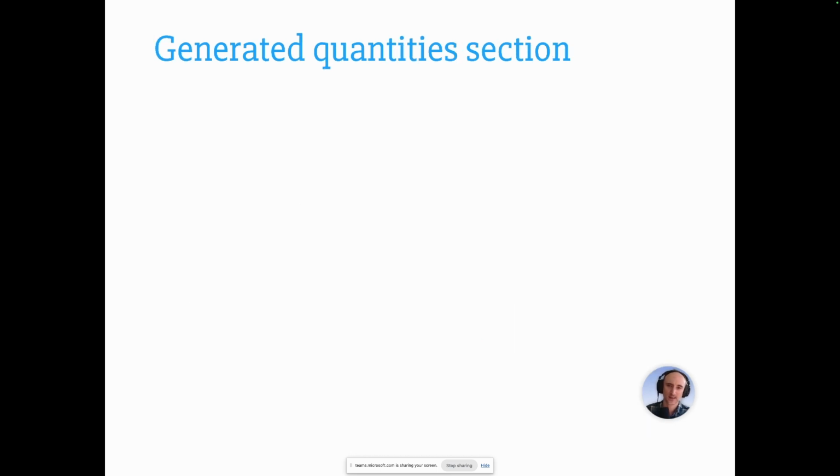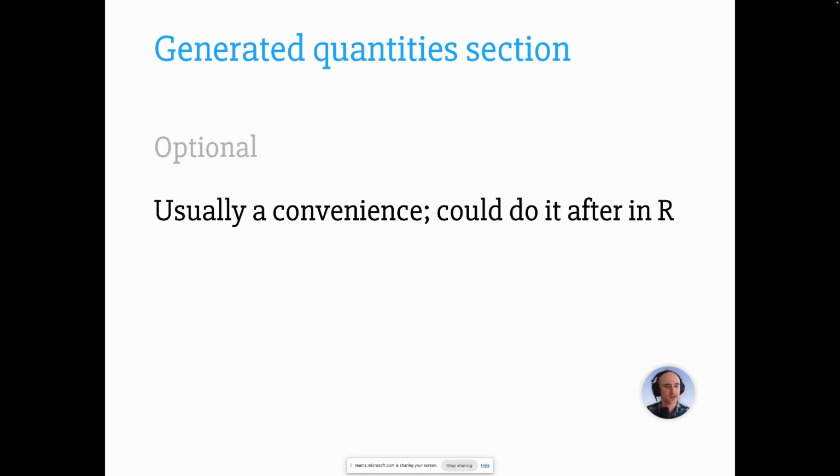The generated quantity section comes at the end. It's optional again. It usually is a convenience. These are things that you want to do with the parameters and transform parameters of your model to generate things that you want to look at the MCMC samples from. You could always do that afterwards in R, and we'll show an example of doing it after in R versus doing it in Stan itself. Usually it's just a convenience.